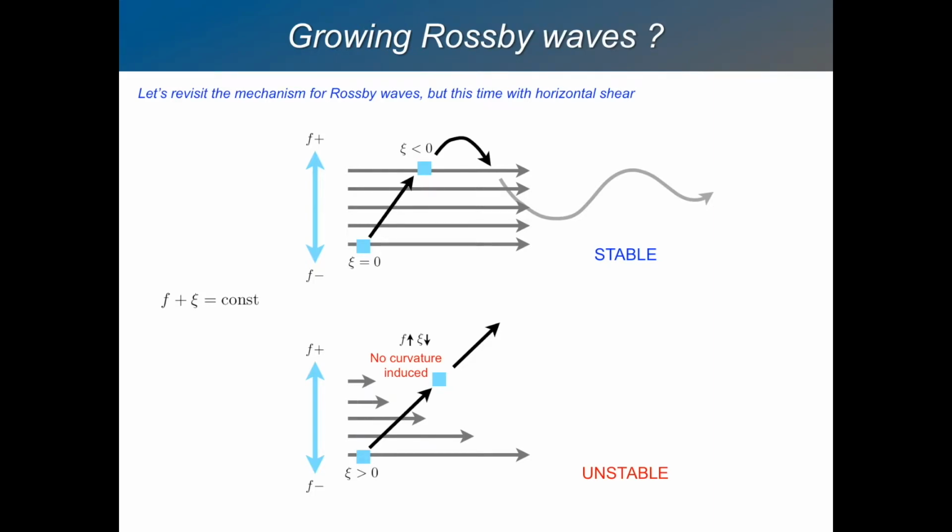Move on to the next section, and this is about what happens when we allow the basic state flow to become more interesting, more complicated. So up to now we've assumed that the basic state flow is just these uniform westerlies, and we've got our parcel which displaces, which creates a Rossby wave, right? What happens now if we say that this flow is a kind of jet? So let's say we've got a sharp jet here in the westerlies, right?